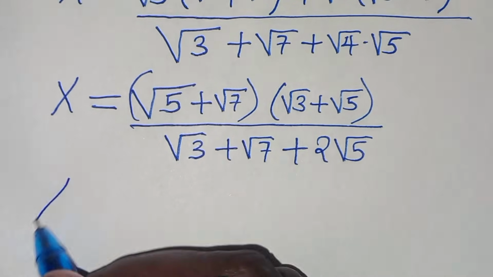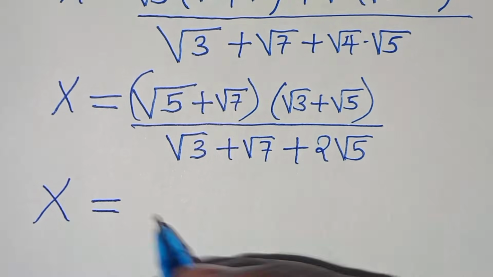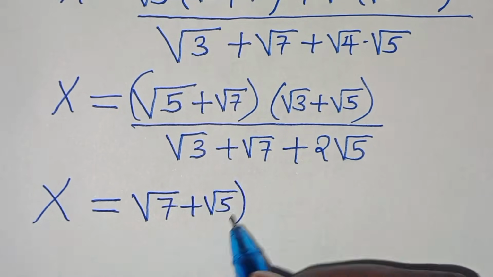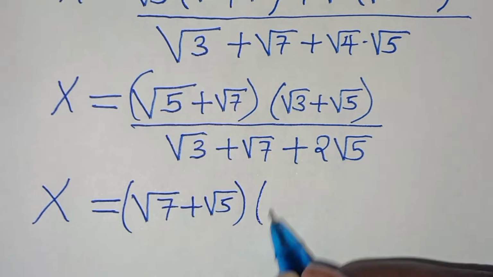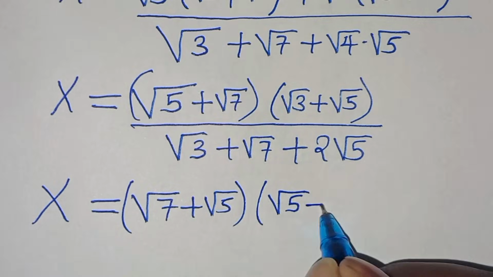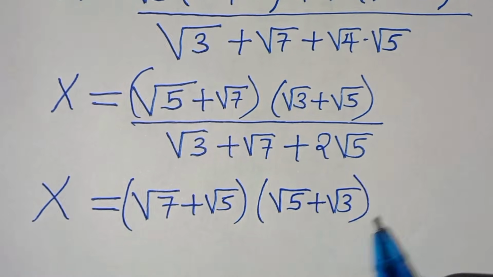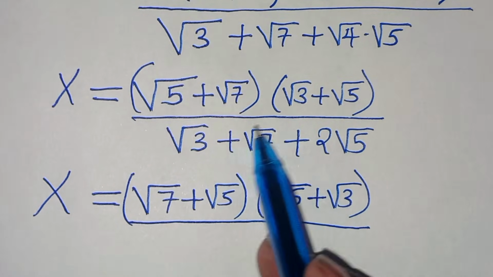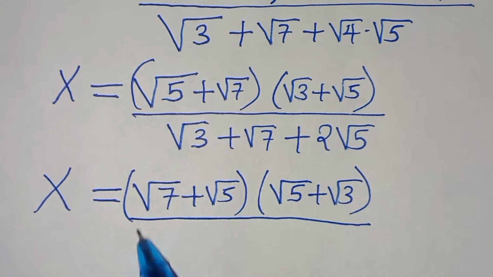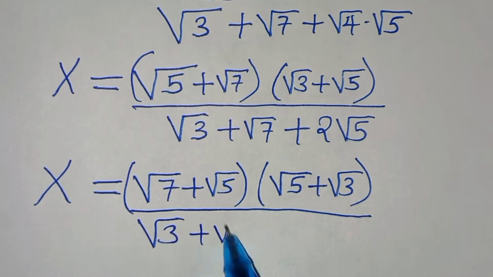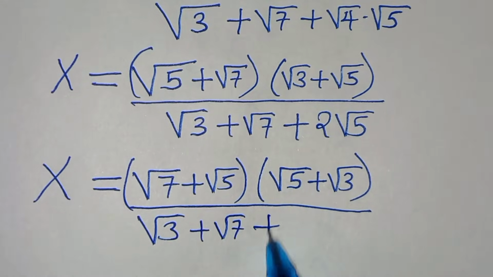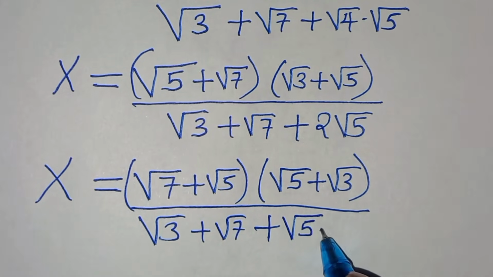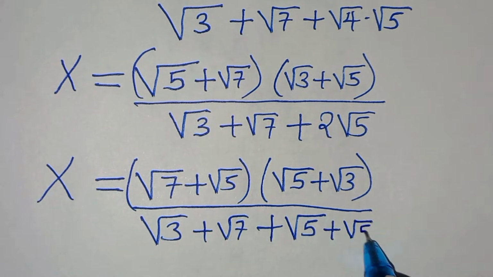So we can write this x as, this is the same thing as square root of 7 plus square root of 5. Then here we have square root of 5 plus square root of 3 divided by, now we have square root of 7 here. Now we can write this as square root of 3 plus square root of 7, then plus 2 square root of 5. This is the same thing as square root of 5 plus square root of 5.